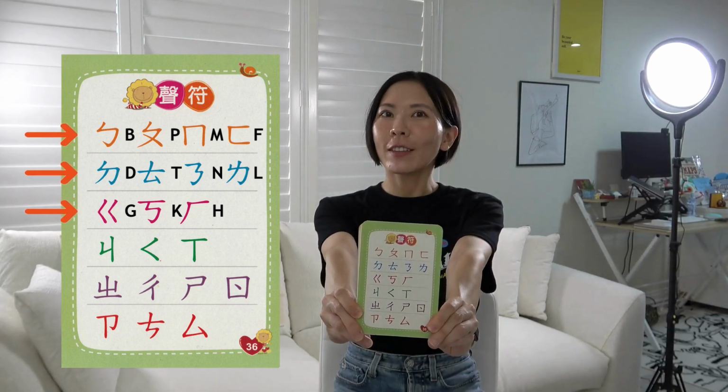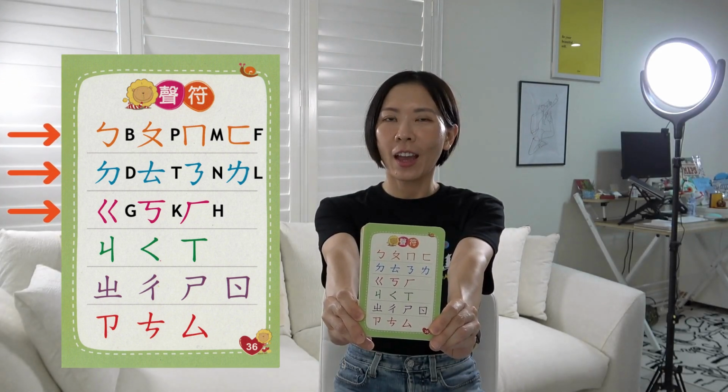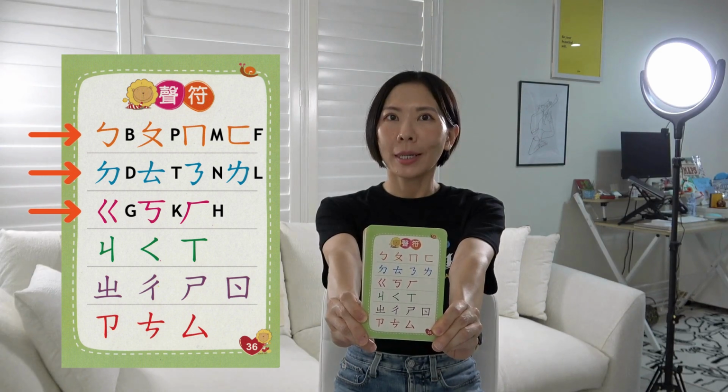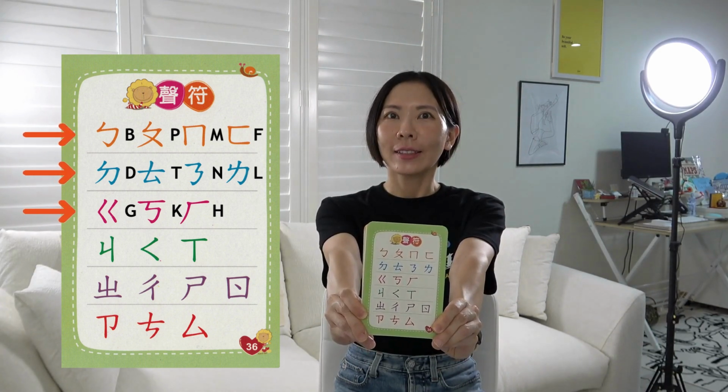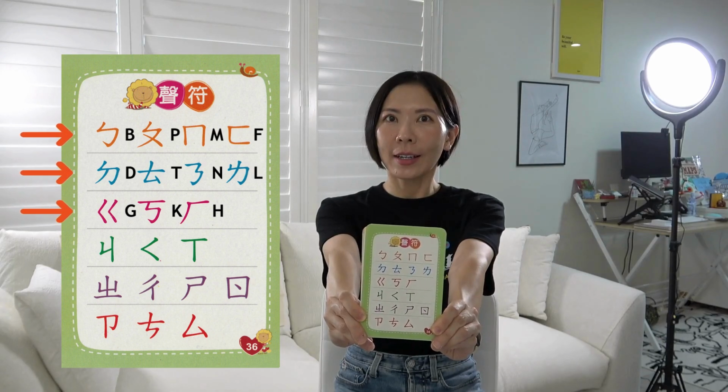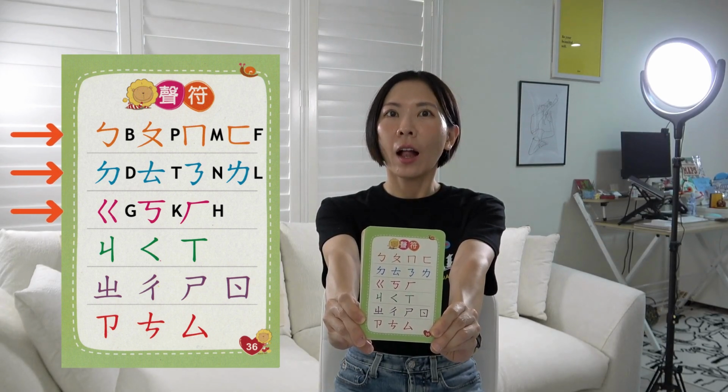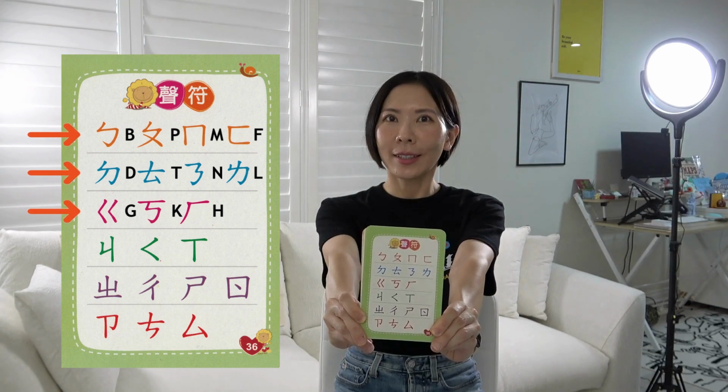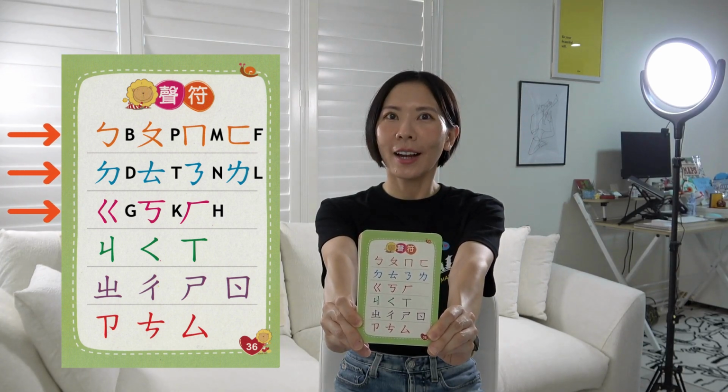Congratulations for making it this far, yay! To celebrate your win for learning the first 11 consonants, here are some common words starting with each consonant for you to memorize. Let's review the 11 consonants we've learned today. B, P, M, F, D, T, N, L, G, K, H.